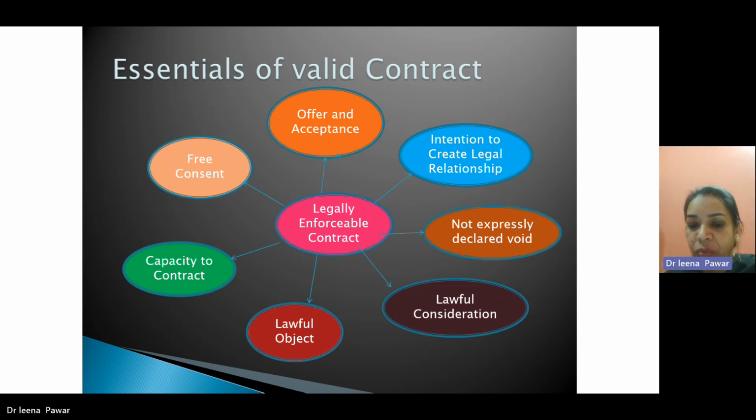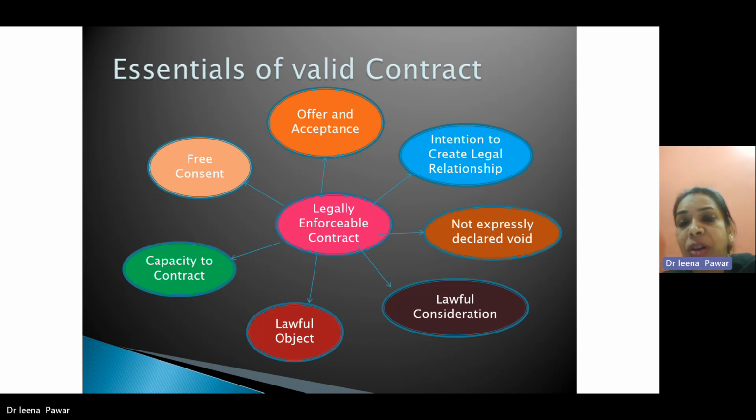Who is the major? Who is the minor? Now the question arises. Section 3 of the Indian Majority Act 1875 says a minor is a person who has not completed the age of 18 years. That means a person above the age of 18 years can enter into the contract. Below 18, he can't enter into the contract. The age of minority is extended to 21 years if a guardian of the minor's person or property is appointed under the Guardian and Wards Act 1890.